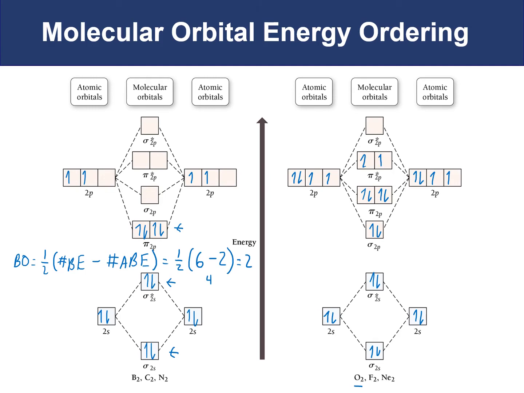So our bond order, which again is 1/2 the bonding electrons minus the anti-bonding electrons, would be equal to 1/2 of our total number of bonding electrons. There are 2 from here, 4, 6, 8, minus we have 2 here in our first anti-bonding orbital, and then we have 2 that are occupying our pi bond.